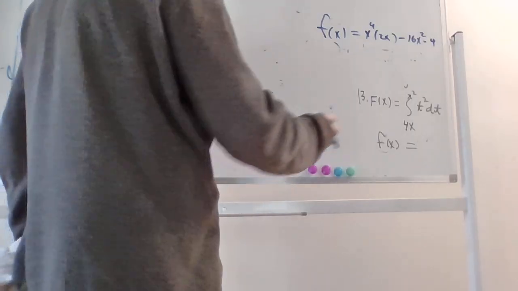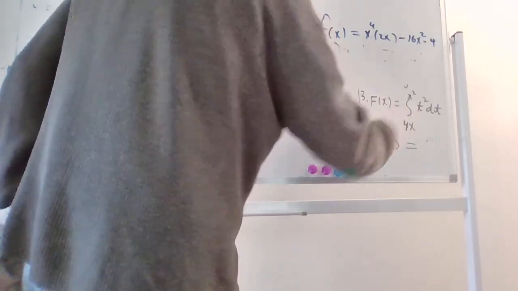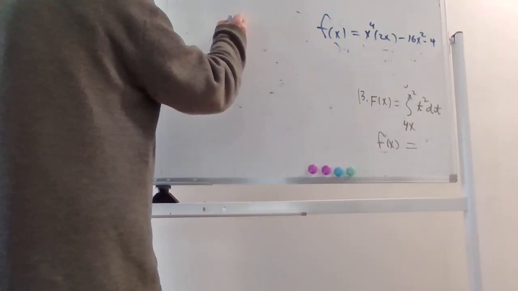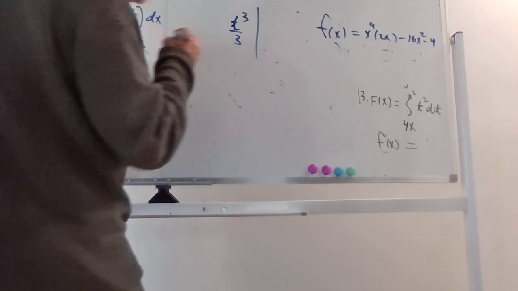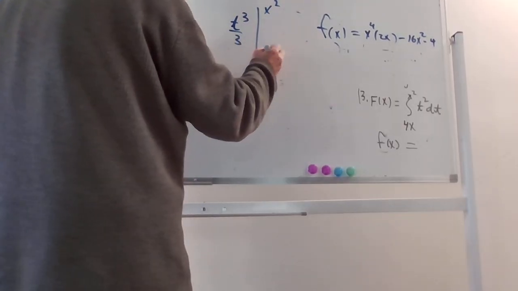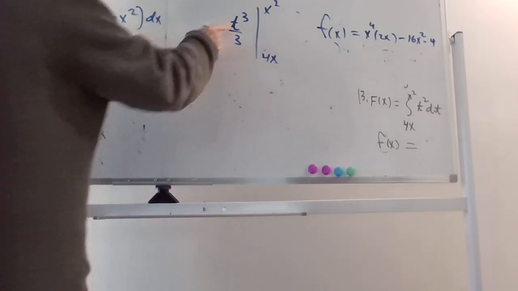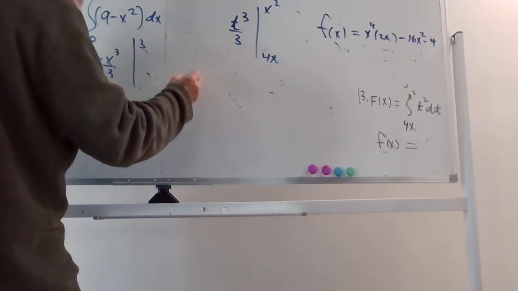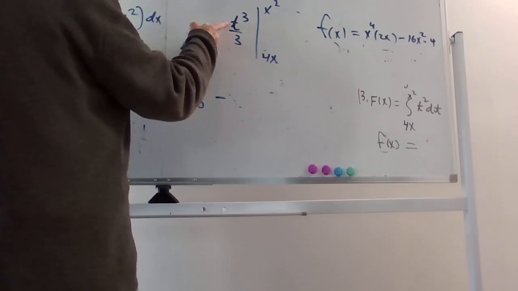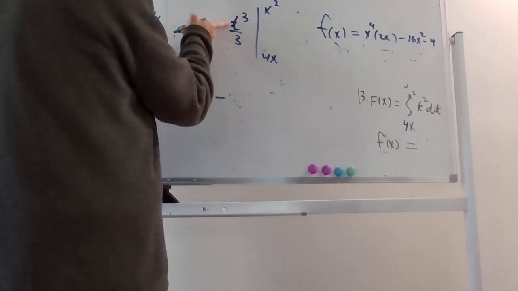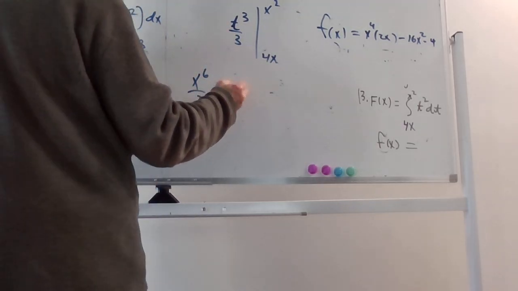It might be worthwhile to do this out. I know that it's getting long, but t squared becomes t cubed over 3, and we are going from x squared to 4x. So if I did that, I would have x to the 6th over 3 minus 4 cubed, 64 x cubed over 3.